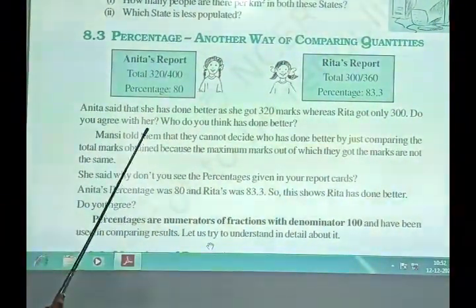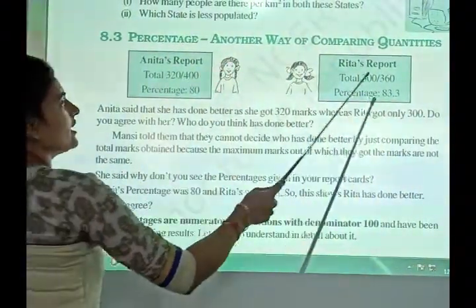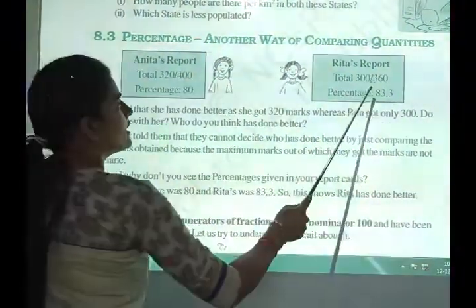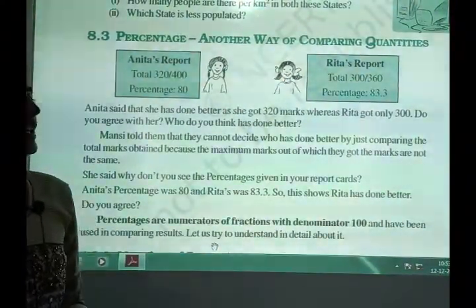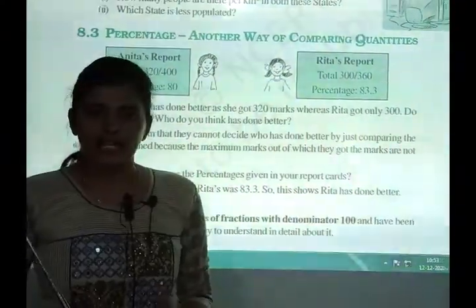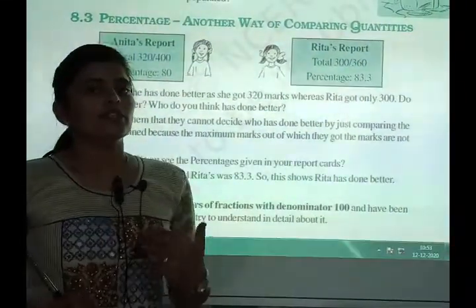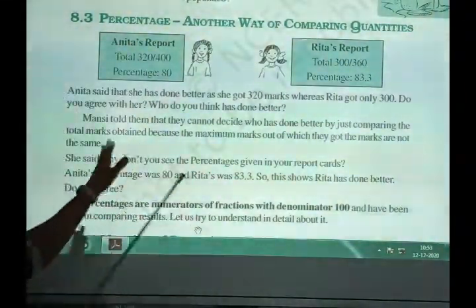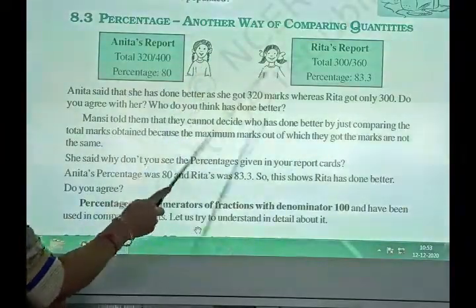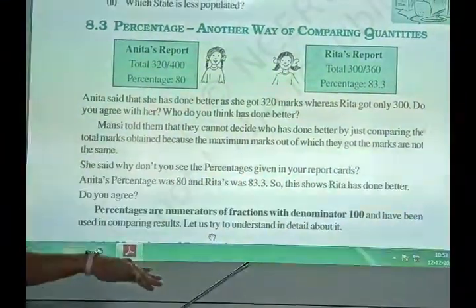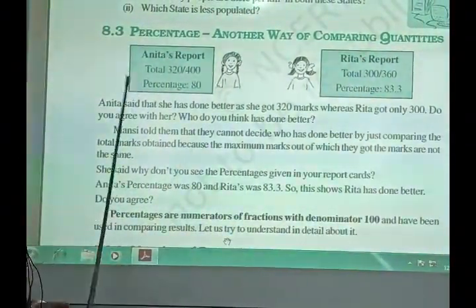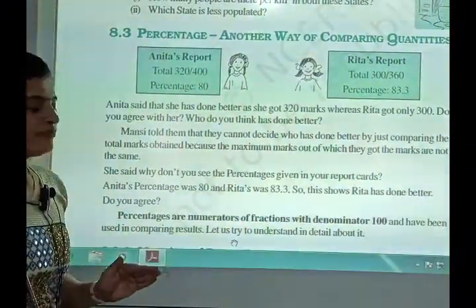But now you can see that the denominators are different. Here it is 400 and here it is 360. Whenever unlike fractions are there, you are not able to compare them directly; you have to first convert them into like fractions. After that you can compare them. That will take more time for you.